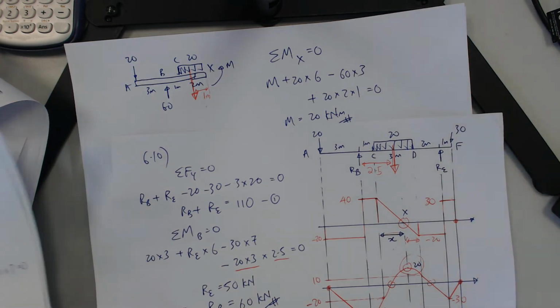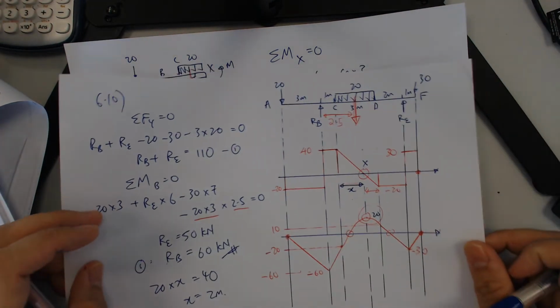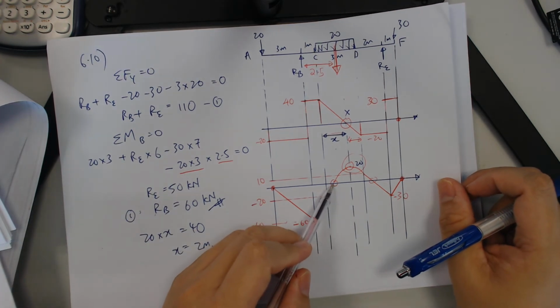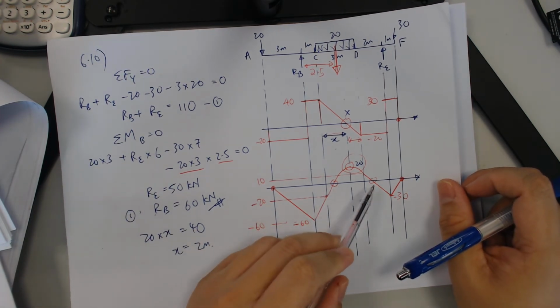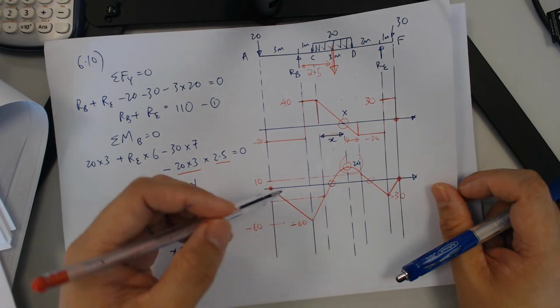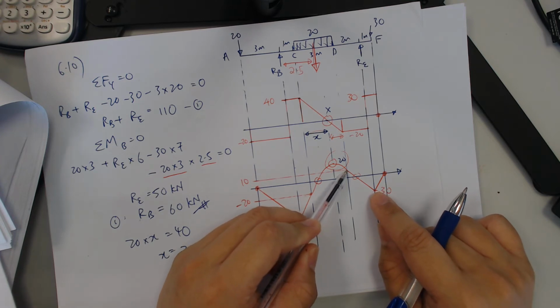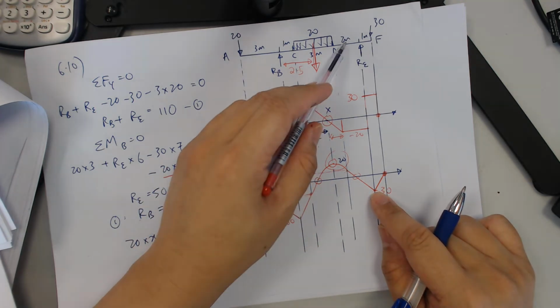Alright. Determine the position of the contraflexure from A. Okay. So we need to find this place now. Let's see, are we able to deduce? Because you see, this location is 10. This E is at minus 30. This is across 2 meters, right?